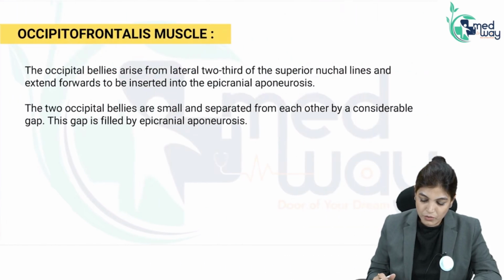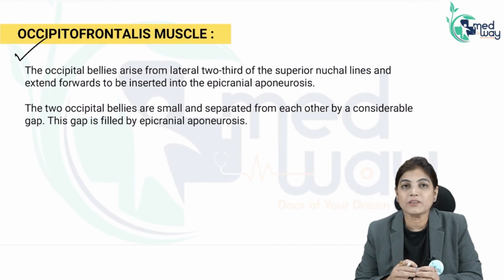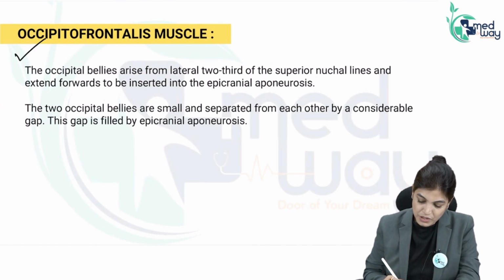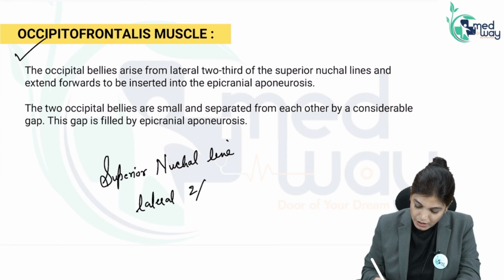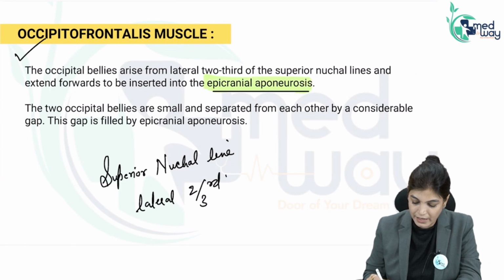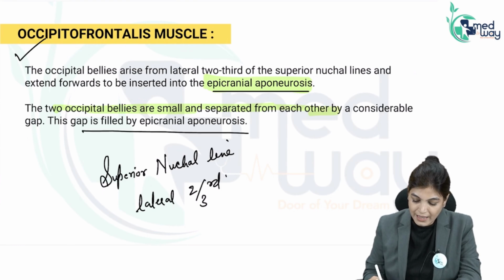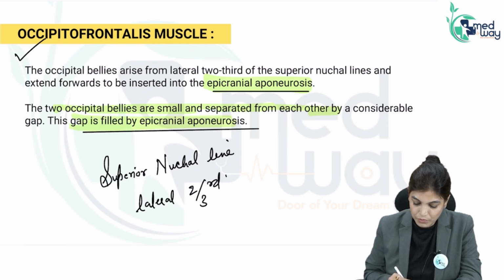Now, I want everybody to pay attention to the occipital belly. If you see the posterior aspect of the skull, you can appreciate the superior nuchal line. From the lateral two-thirds of the superior nuchal line, the occipital bellies traverse forward and are inserted into the epicranial aponeurosis. The two occipital bellies are separated from each other by a considerable gap, and this gap is filled with epicranial aponeurosis.